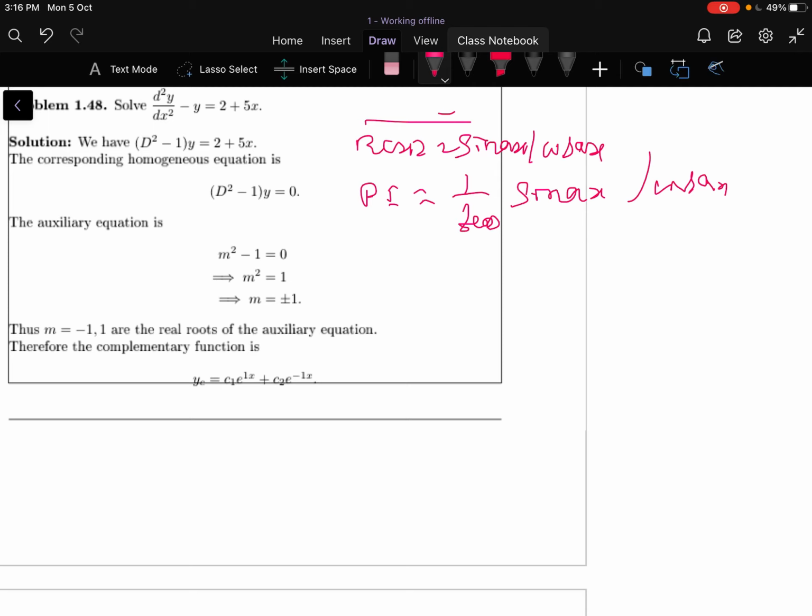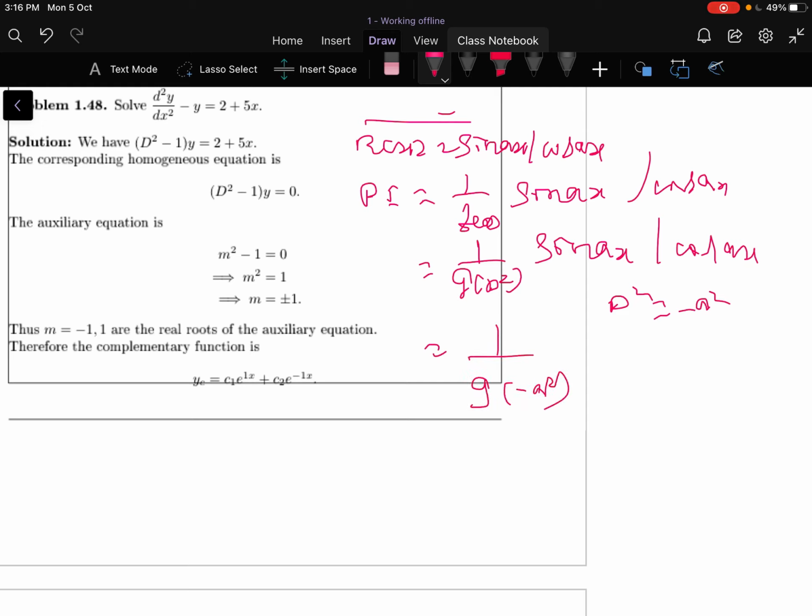So here, f of D can be written in terms of a polynomial in D square, let us write g of D square into sin x or maybe cos x. Now operate for D square. D square is equal to minus a square. So this implies 1 by g of minus a square into sin x or maybe cos x, provided g of minus a square is not equal to 0.